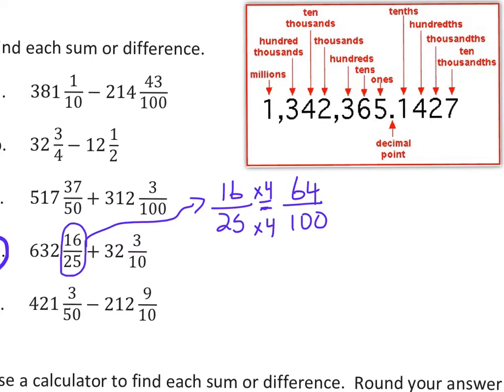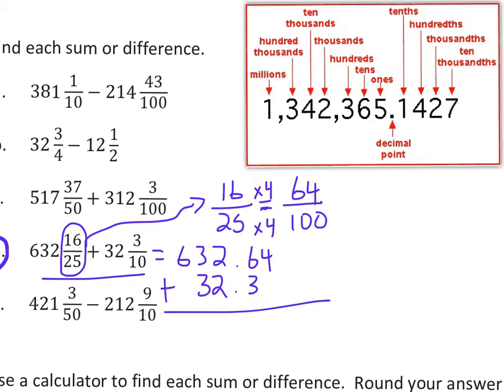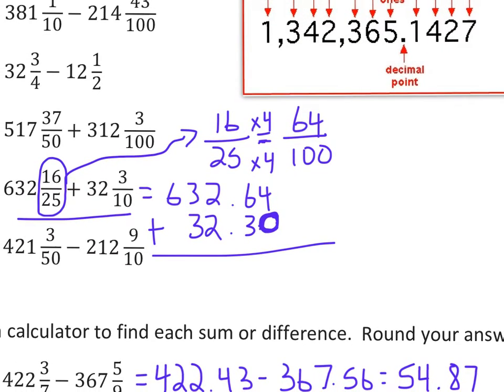So now I can rewrite my whole problem into 632 and 64 hundredths plus 32 and 3/10, which of course just leaves a little 0 here, right? Little 0. I'm just going to draw it in as an imaginary 0, and I go through the adding process. So a 4 there, a 9 here, 2 plus 2 is 4, 3 plus 3 is 6, and that leaves me my 6. So my answer is 664 and 94 hundredths.